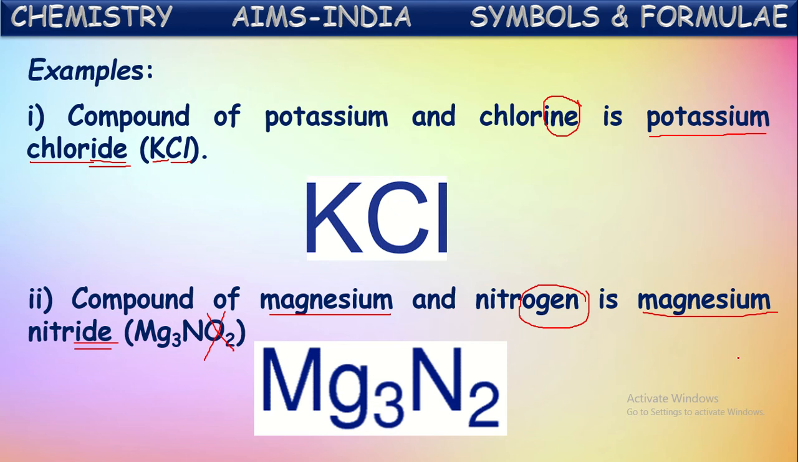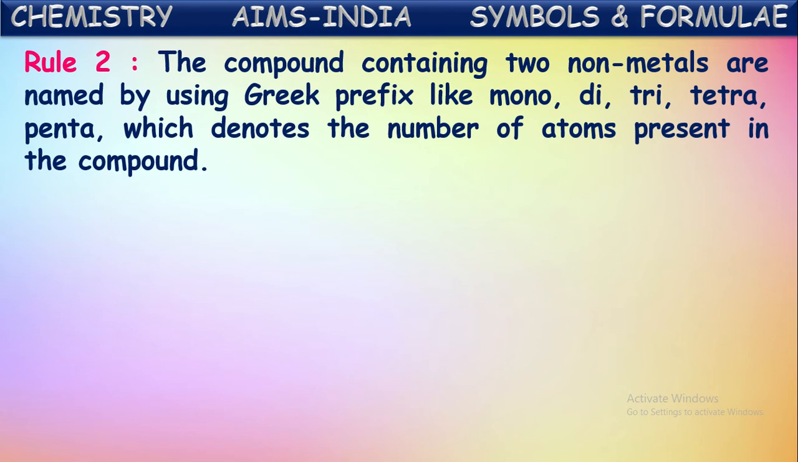Okay, sodium chloride, potassium nitride. In this way, these binary compounds with one metal atom can be named. What is done here? First the metal name is written, next followed by the non-metal name, and at the end of the non-metal name, ide is attached by eliminating a few letters from the non-metal name. Got it? Next, let us see the second rule.